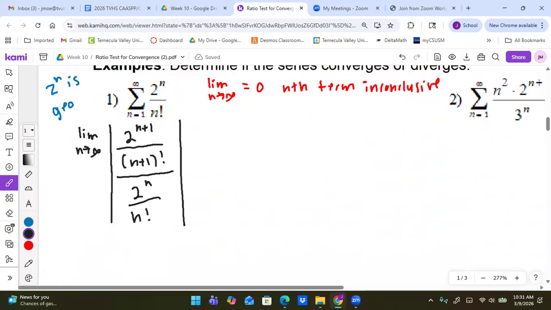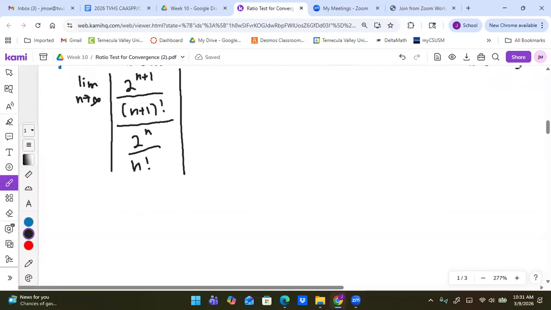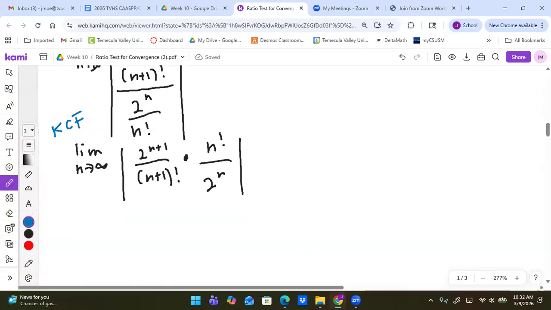First thing to simplify, ready guys? Keep, change, flip. Right, teeny tiny, microscopic. You're going to need like 4 lines total room here. Keep the top one the same, 2 to the n plus 1 over n plus 1 factorial. Change to multiplication, and then don't forget to flip the bottom one to n factorial over 2 to the power of n. Okay, keep, change, flip. It's really hard not to write KFC right now.